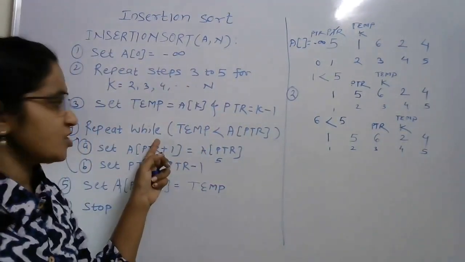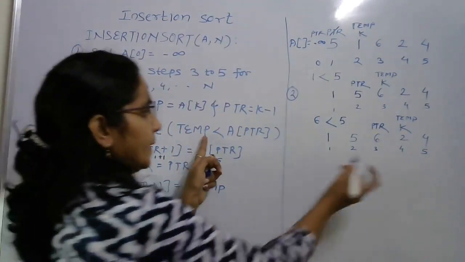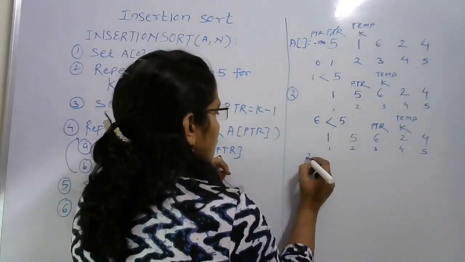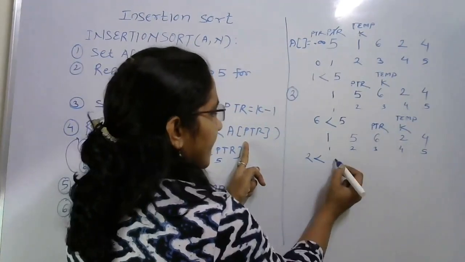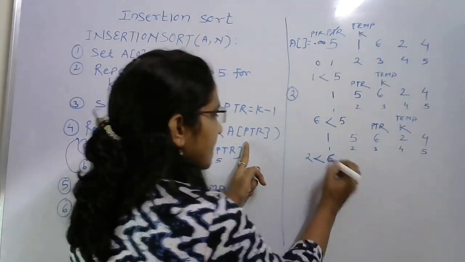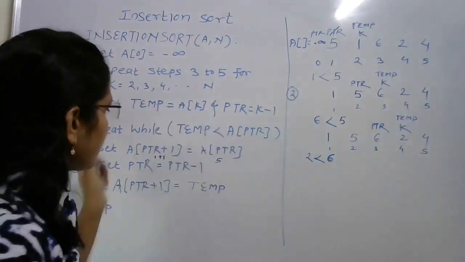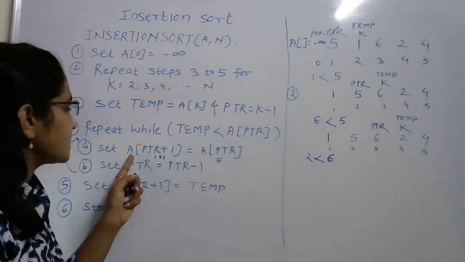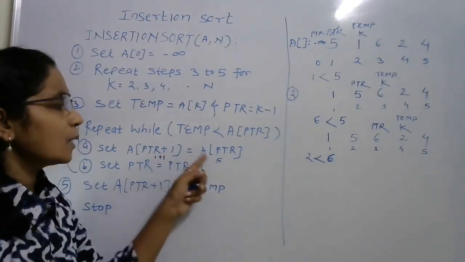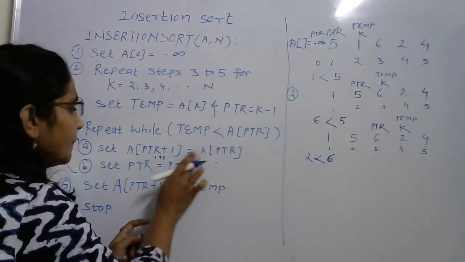Now you check the condition while temporary is less than A of PTR. What is the content of temporary? 2. That is less than A of PTR. What is the value of A of PTR? 6. Yes, the condition becomes true. If the condition becomes true, then control enters into the loop and evaluates the first statement. A of PTR plus 1 equal to A of PTR.